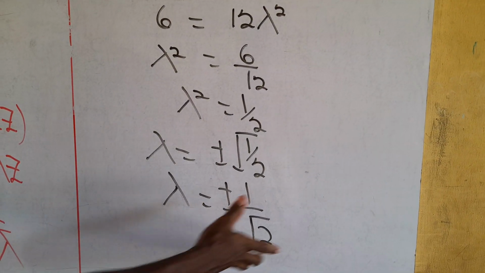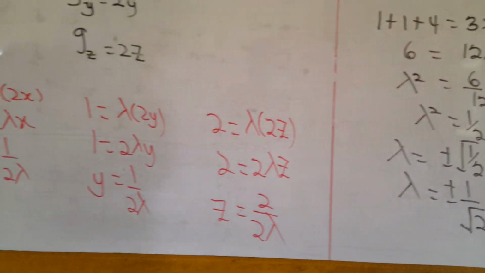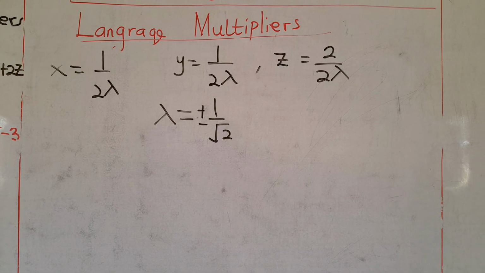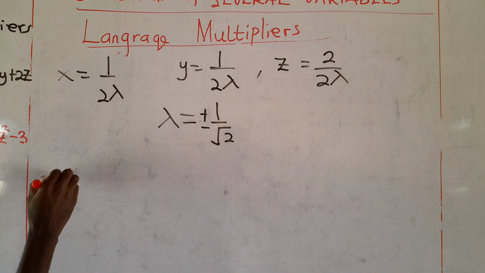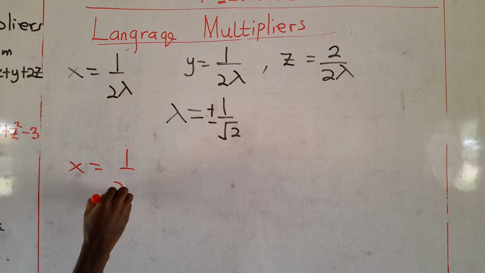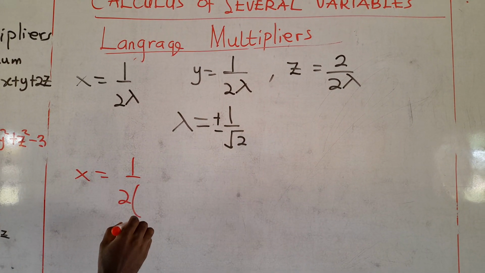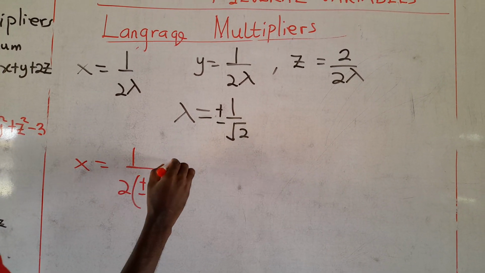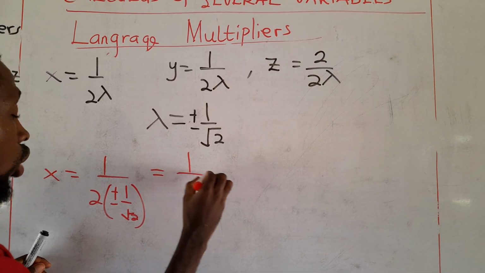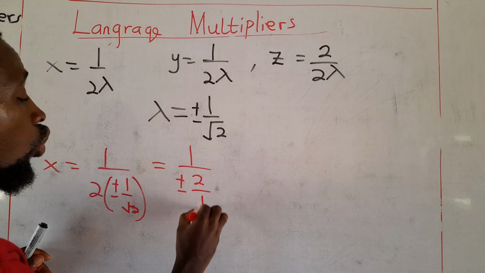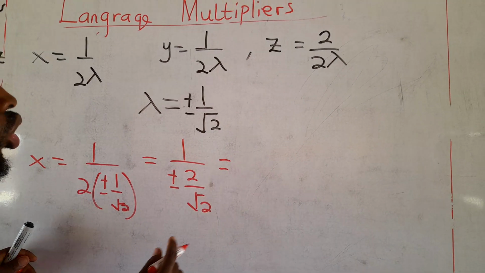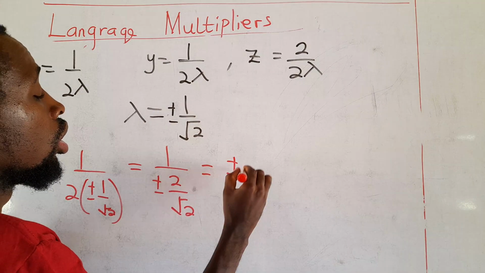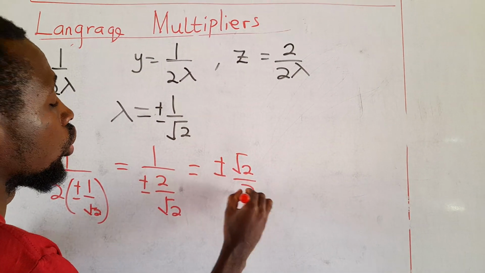So since we know the values of lambda, we substitute back into x, y, and z to get their values. So when we substitute, we get a value of x to be equal to 1 over 2. Remember, lambda is plus or minus 1 over the square root of 2, so 1 over 2 times plus or minus 1 over the square root of 2. This will be equal to 1 over plus or minus 2 over root 2. Then I want to solve this further. When we reciprocate, we get plus or minus root 2 over 2.